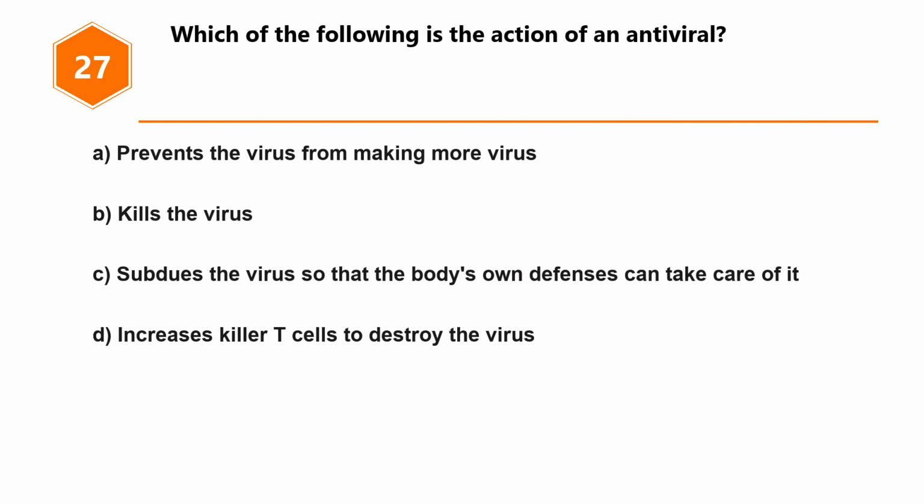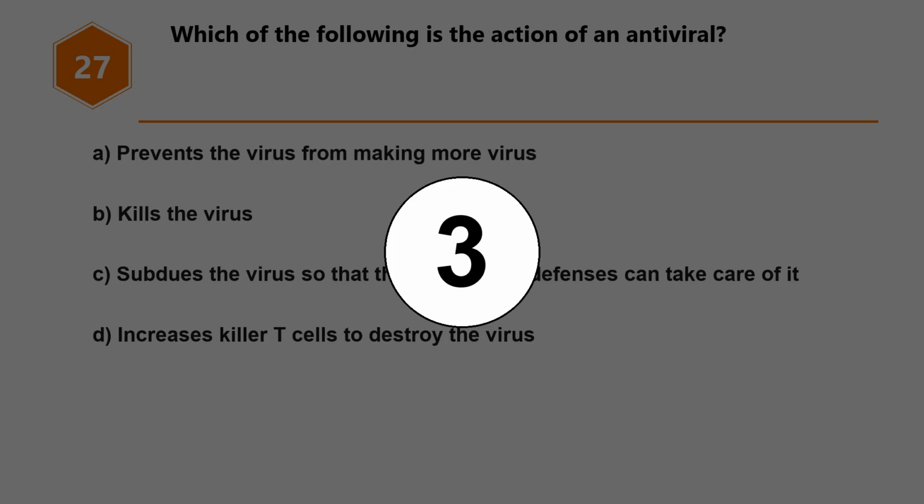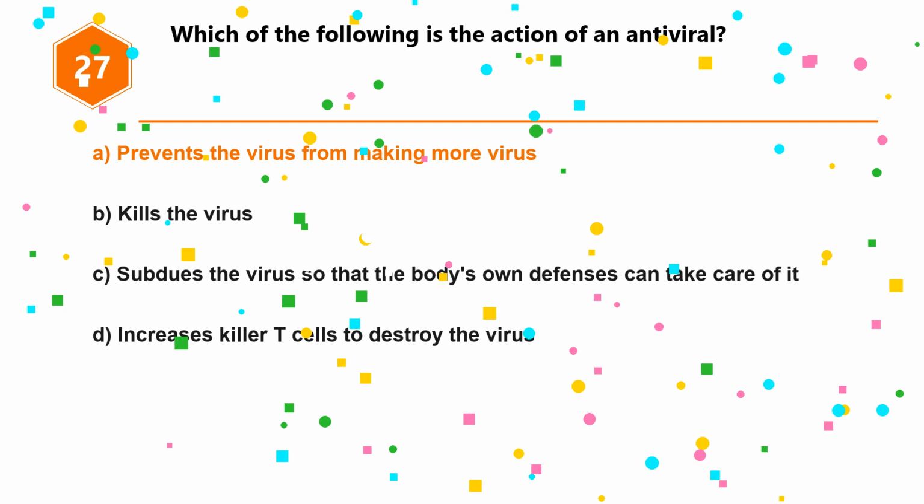Question 27. Which of the following is the action of an antiviral? Option A. Prevents the virus from making more virus. Option B. Kills the virus. Option C. Subdues the virus so that the body's own defenses can take care of it. Option D. Increases killer T cells to destroy the virus. The correct answer is option A. Prevents the virus from making more virus.